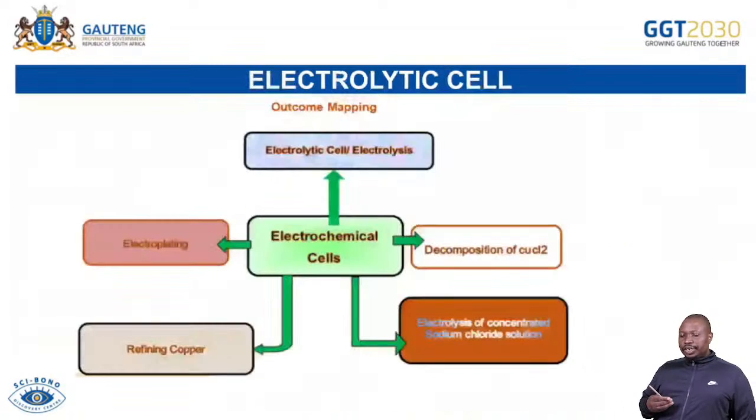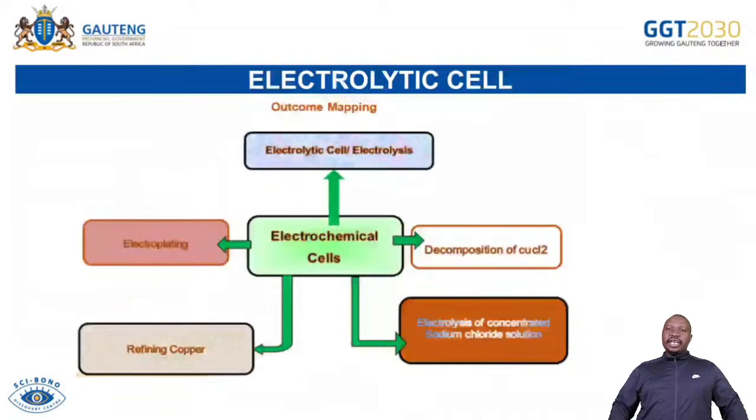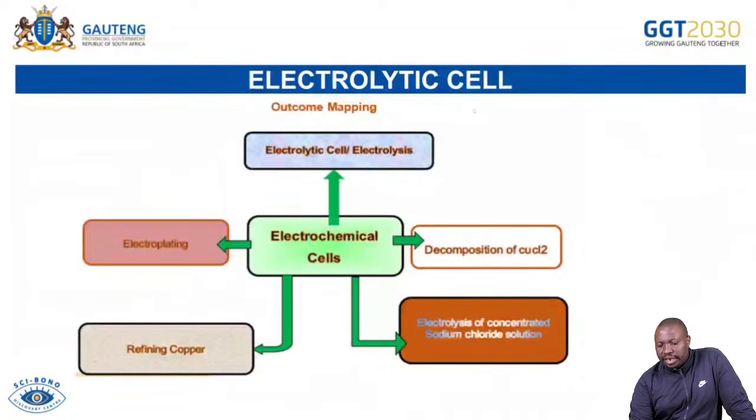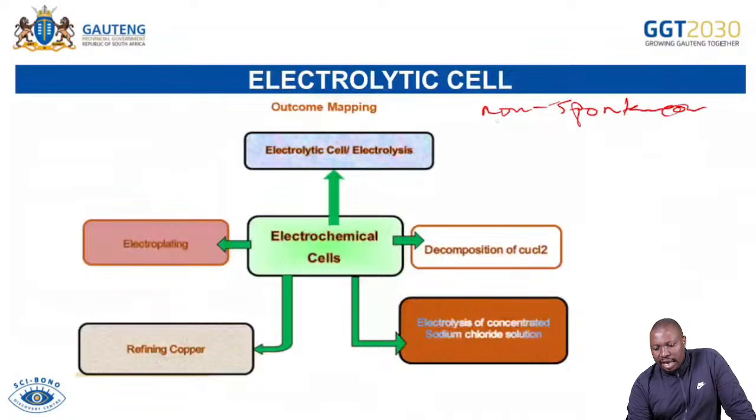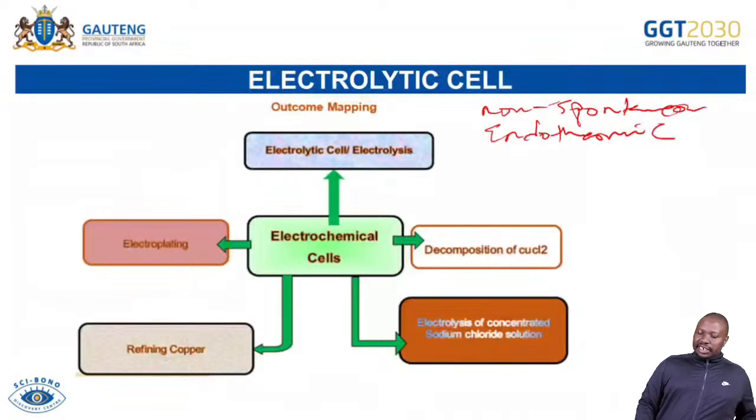Your very last question is what we refer to as the electrolytic cell. In this case, we are saying there are 4 electrolytic cells that we are doing, and this electrolytic cell, unlike the galvanic cell, is non-spontaneous and is endothermic, which means energy is added. So this one is endothermic and is non-spontaneous.